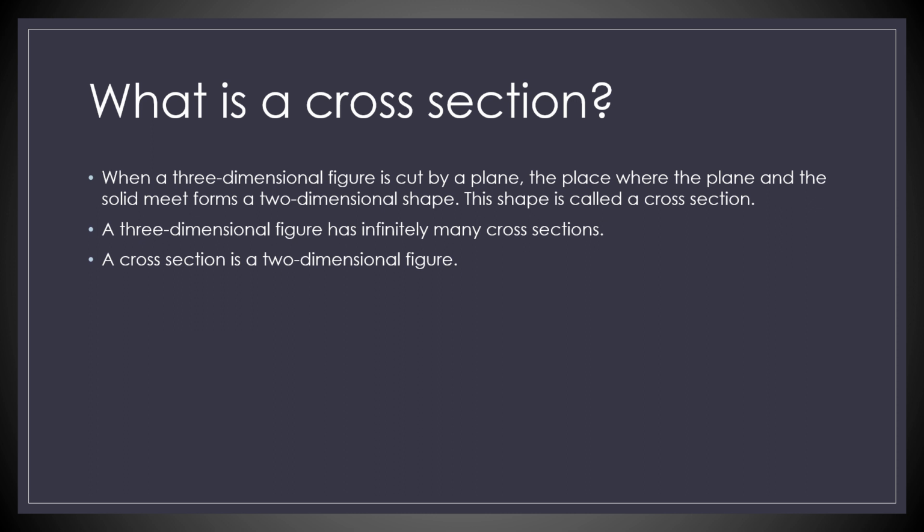And there are two things you need to know about cross sections, and that is these two things right here, which is a 3D figure has infinitely many cross sections, meaning that there are infinite places where you could take that figure and slice a piece of it off, and all cross sections are going to be 2D. Okay, so you're going to have a 2D figure.